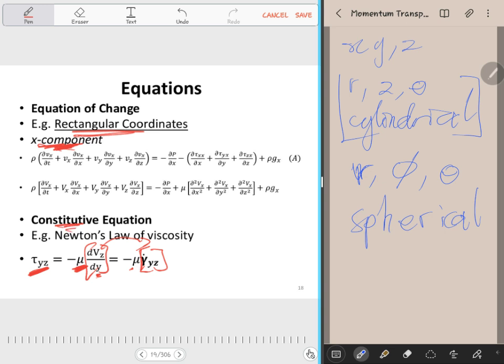Okay, so we say this is a constitutive equation because the constants within the equation are derived from experiment. Depending on how the material responds to the factors or the spatial gradients when we are performing an experiment, right? So this is kinematic viscosity.